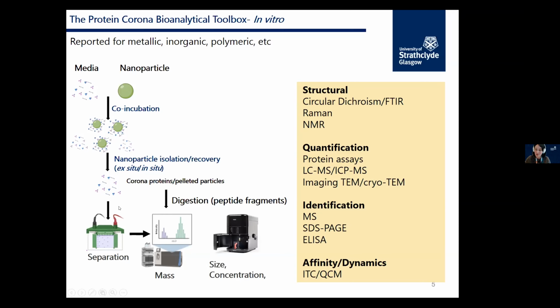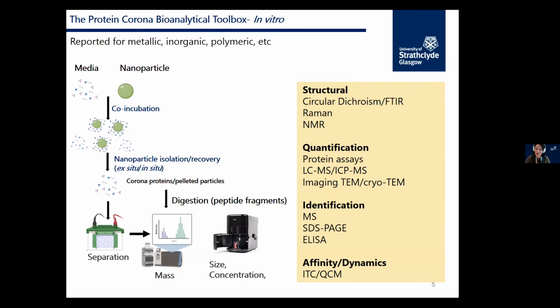And then downstream of that, what is routinely and commonly done is fingerprinting and qualitatively looking at changes in that fingerprint of proteins that have adsorbed onto the particle surface. So SDS-PAGE is normally used. Sometimes the bands that are separated through SDS-PAGE will be digested, trypsinized, and put through LC-MS for proteomics-based fingerprinting.